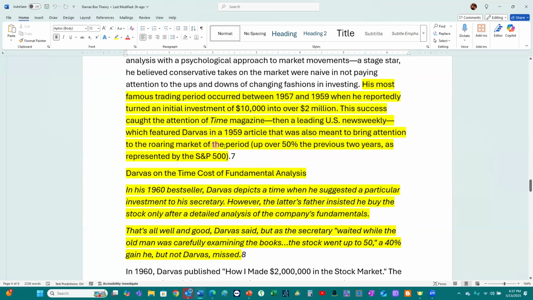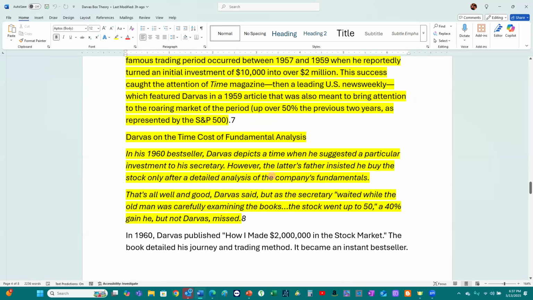So right here, the roaring market was up 50% the previous 2 years. He also had an article in Time magazine because he was so successful. This was interesting too. In his bestseller, he depicts a time when he suggested a particular investment to a secretary. This is the cost of fundamental analysis. The latter's father insisted he buy the stock only after a detailed analysis of the company's fundamentals.